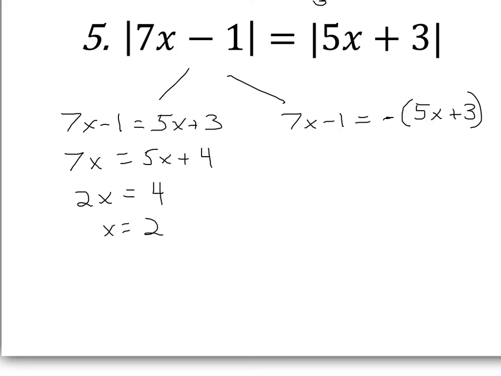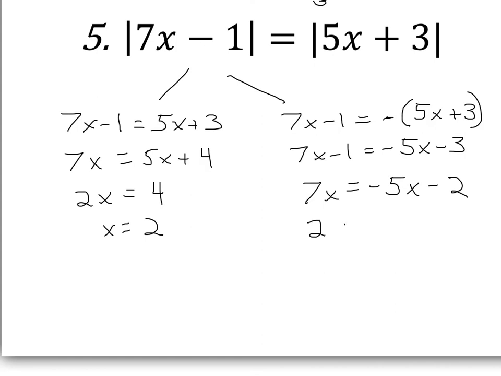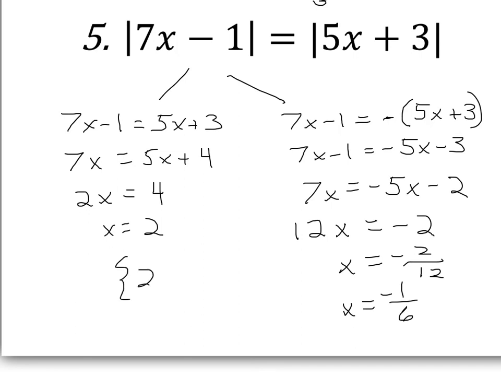On the right, we have to distribute that negative sign, add 1, add 5x, and divide by 12, and then reduce. So our solution set is going to be 2 and -1/6, and there won't be brackets or parentheses.